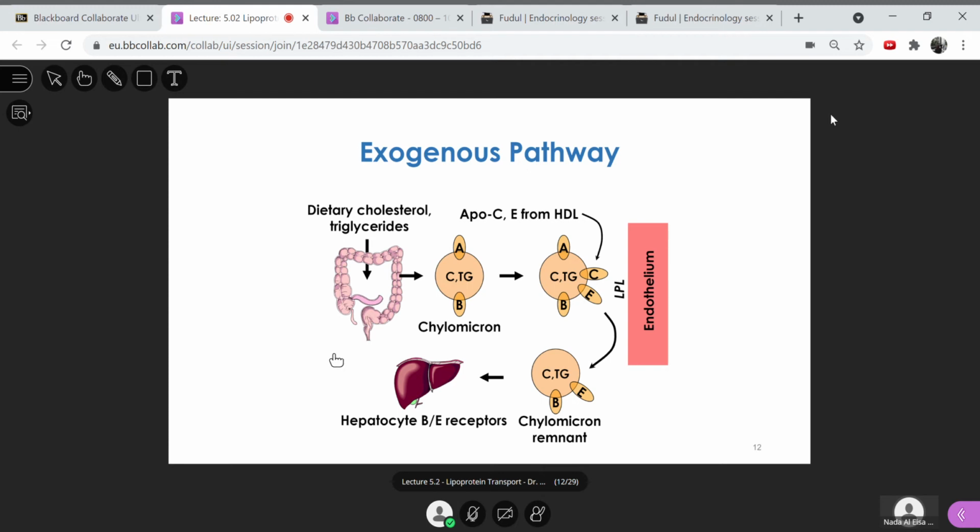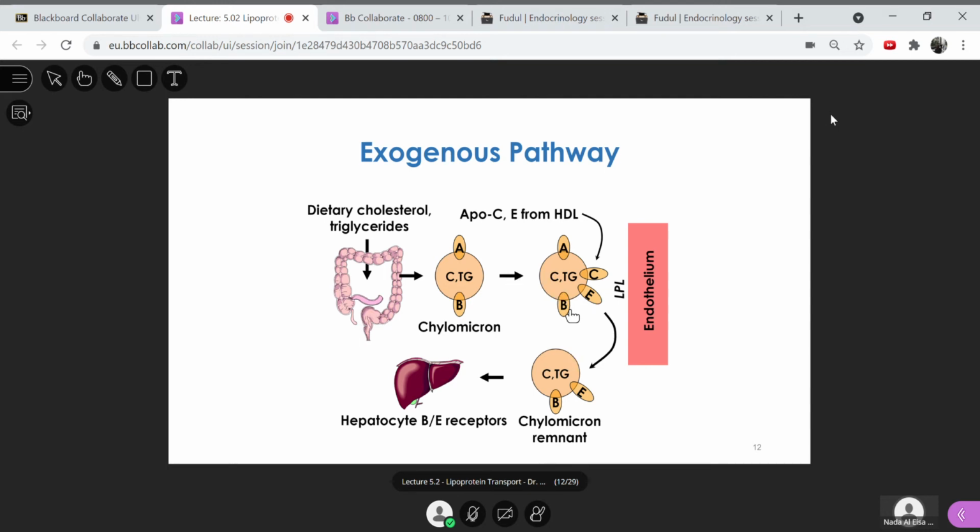The exogenous pathway handles the dietary lipids, cholesterol and triglycerides, which, as we have seen in the digestion slide, are assembled into chylomicron. Chylomicron is released into the circulation. It has its ApoB48. Once in the circulation, it will need two apolipoproteins, C2 and E. It will take them from HDL. So HDL serves an important function here: it supplements or provides these two apolipoproteins to other lipoprotein particles. And we will see their functions in a bit.